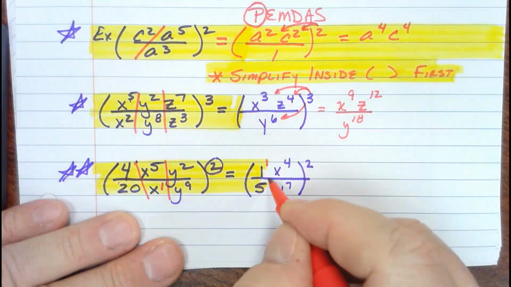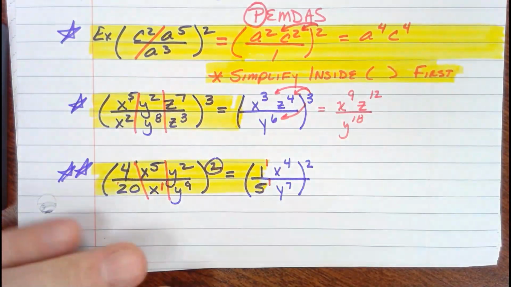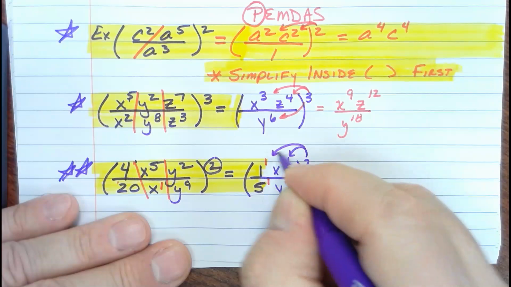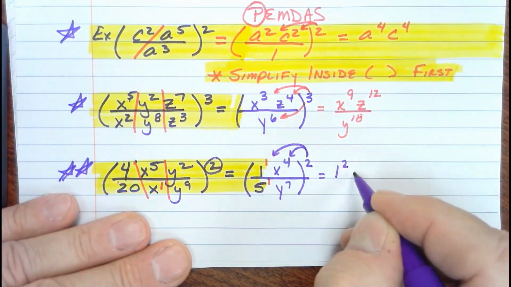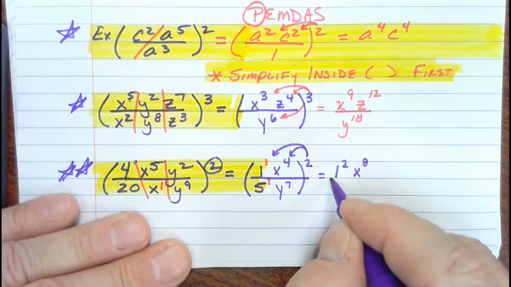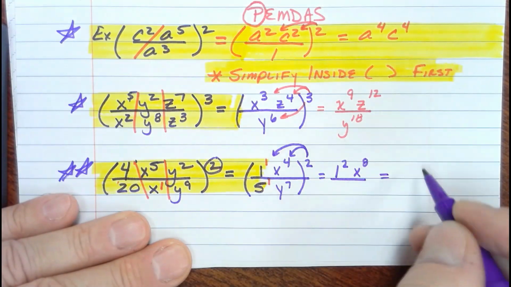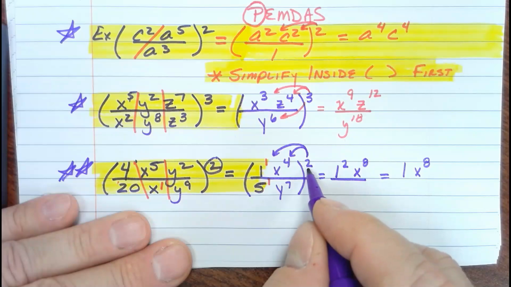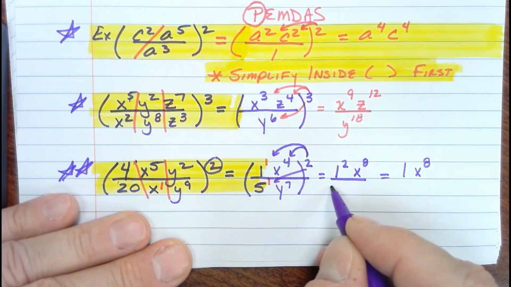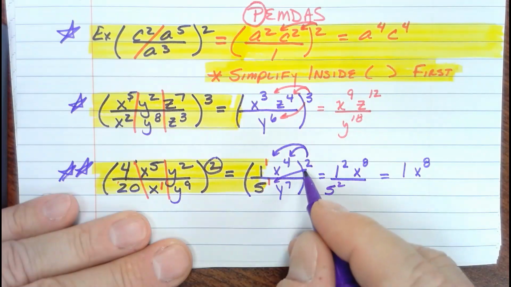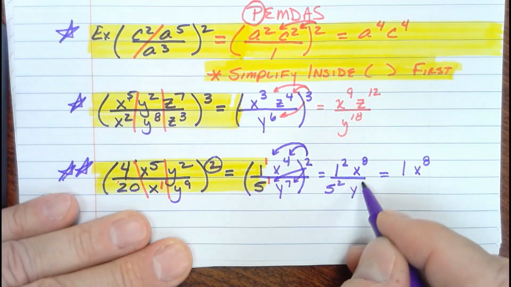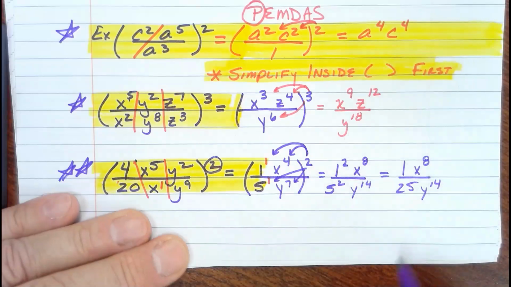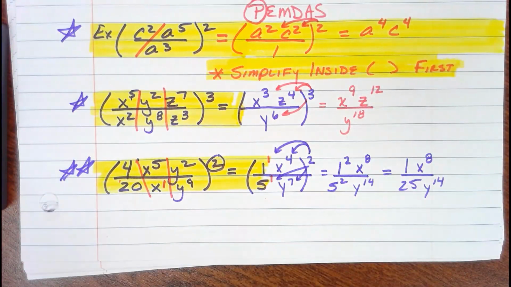Remember, I have exponents here and here, so as I distribute that 2 to the 4 and to the 1, that's going to give me 1 squared x to the 8th, which is equal to 1x to the 8th. And in the denominator, I am going to multiply 1 times 2 and get 5 squared, and 7 times 2 and get y to the 14th, or 25 y to the 14th. Okay?